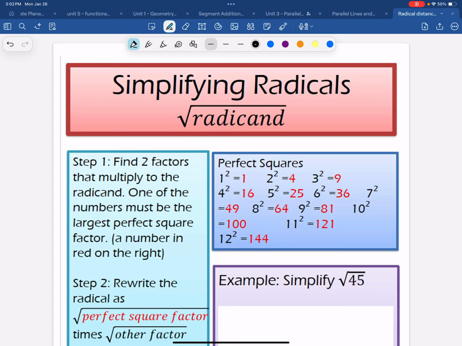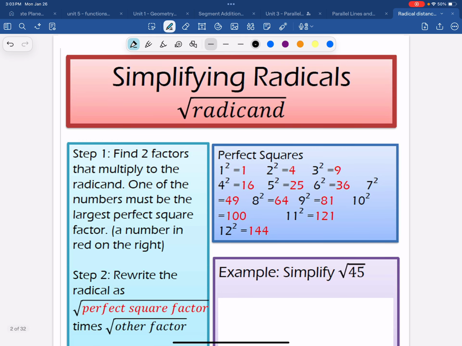Okay, so you just got through completing your perfect squares. You're going to hear me call that your cheat sheet a lot of times because you're going to need that until you get very familiar with your perfect squares. So now we're learning how to simplify radicals.